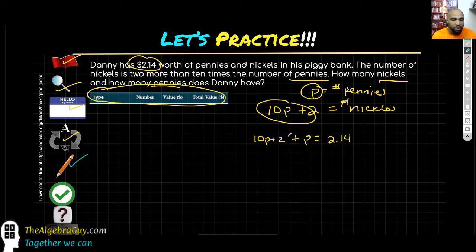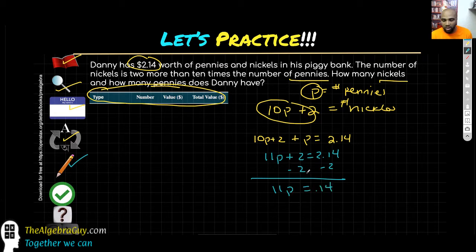So we're right here at the solving part. I see that I can combine 10p with 1p to give me 11p. And I can subtract 2 on both sides. Now I got 11p equals 0.14. Oh, that doesn't look right, does it? Is it because I skipped a step? Yeah, that's what it was. Man, so I'm glad I did that. So I'm trying to skip a step, and now I'm messing it up.